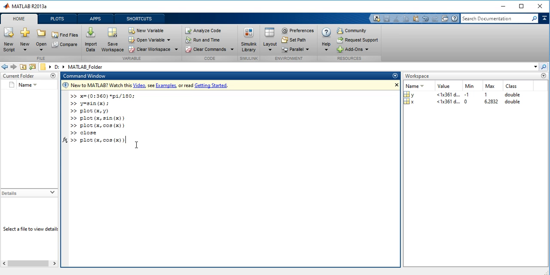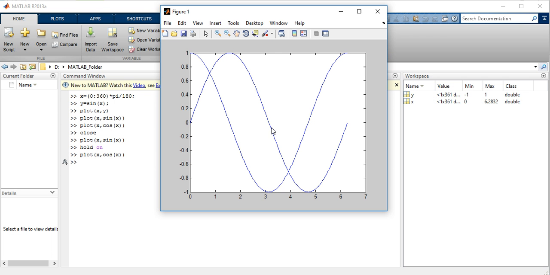So first plot the sine function, we got it here. Now write hold on. Now whenever we use the plot function, that plot will be plotted on the previous one, and all previous graphs will be retained and the new graph will be drawn on that. So all the graphs will be shown simultaneously. Now plot the cos function. Here we can see cos and sine. This is the sine function, this is the cos function.